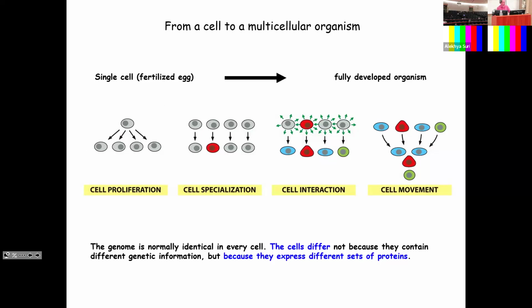So what it says here is the genome is normally identical in every cell. So every cell is identical. You have one cell that gives rise to 4 cells here, right? They're all identical, but then you have a process of specialization, different interactions, the interaction with the environment, for example, cell movement, migration, etc. All this is responsible for producing a different multicellular organism.